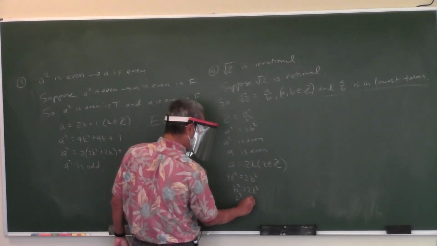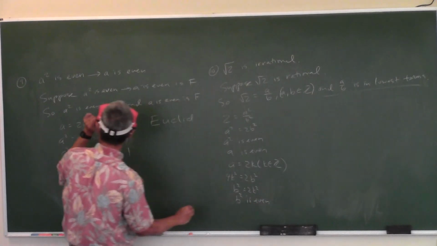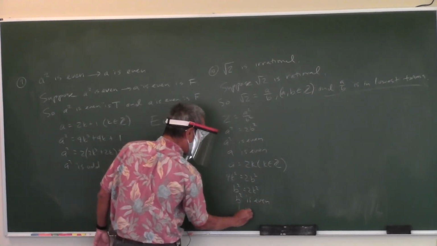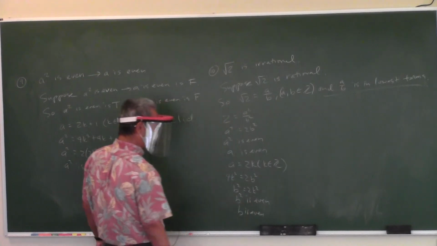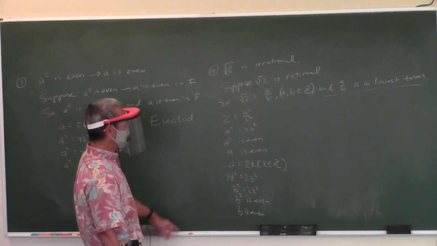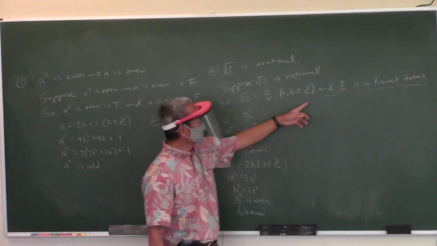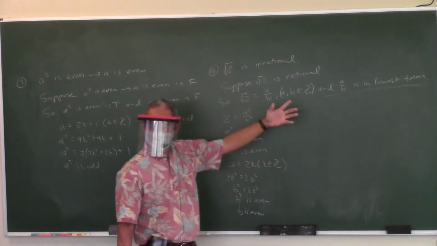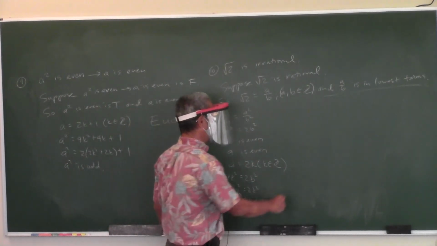Therefore, b squared is even. And then from this, b is even. Does anybody see a contradiction? It's not in lowest terms. Yeah, because if a is even and b is even, then a over b cannot be in lowest terms. That's the contradiction.